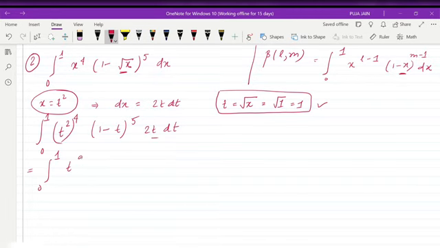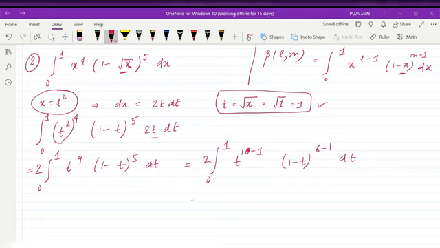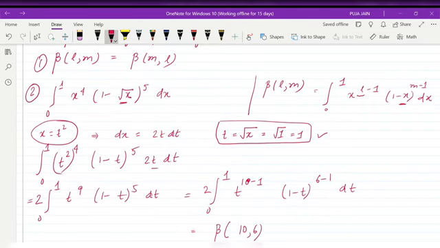So t to the power 9, 2 is a constant. We are taking it outside. Integral of 1 minus t to the power 5 dt. Now this can be written in terms of beta function as t to the power 10 minus 1, (1 minus t) to the power 6 minus 1 dt. That is the beta function of 10 comma 6. Okay, correct? See L and M, beta function of L comma M. So 10 and 6, beta function of 10 comma 6.